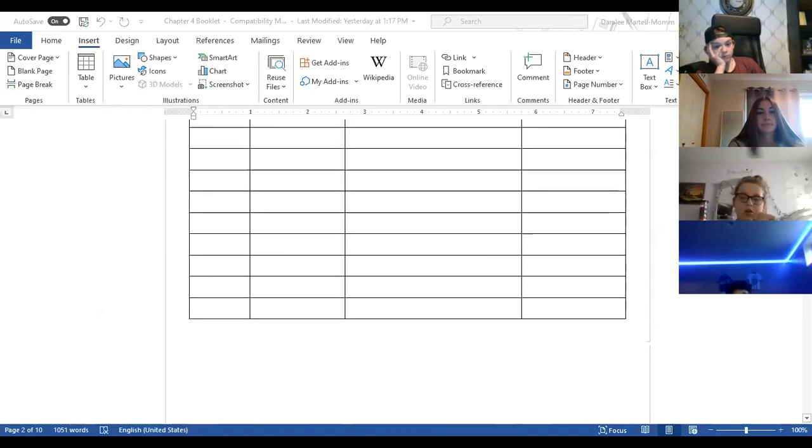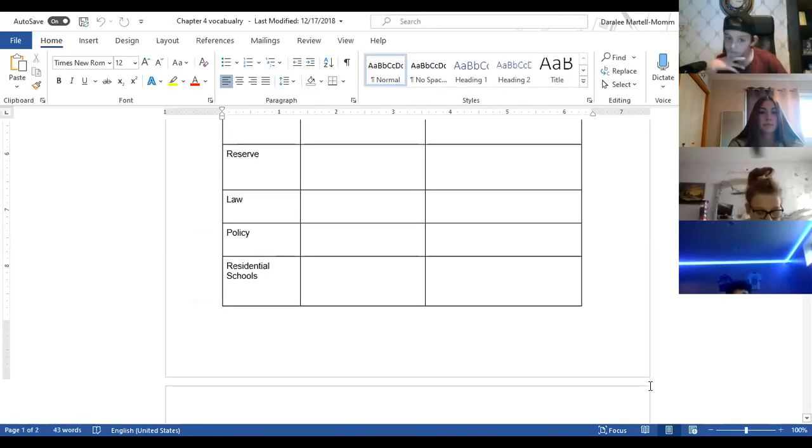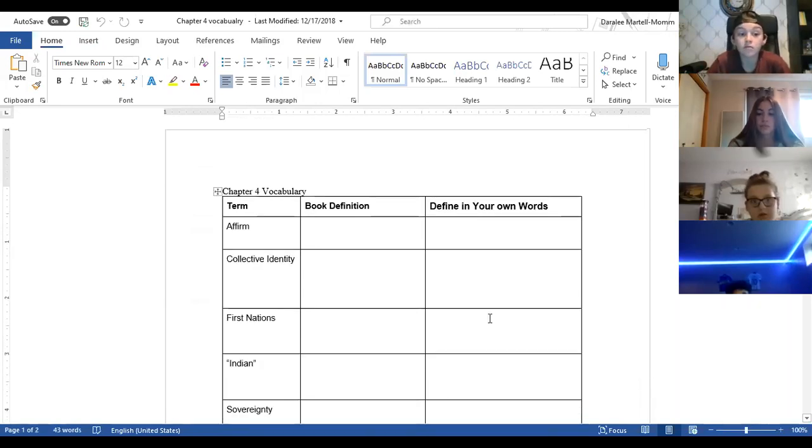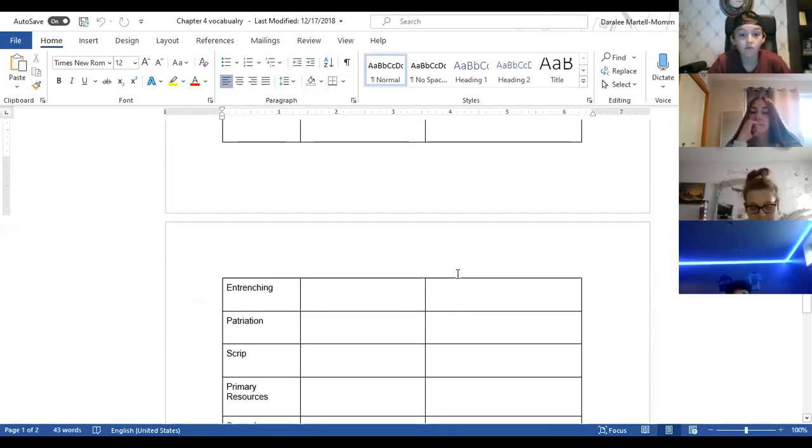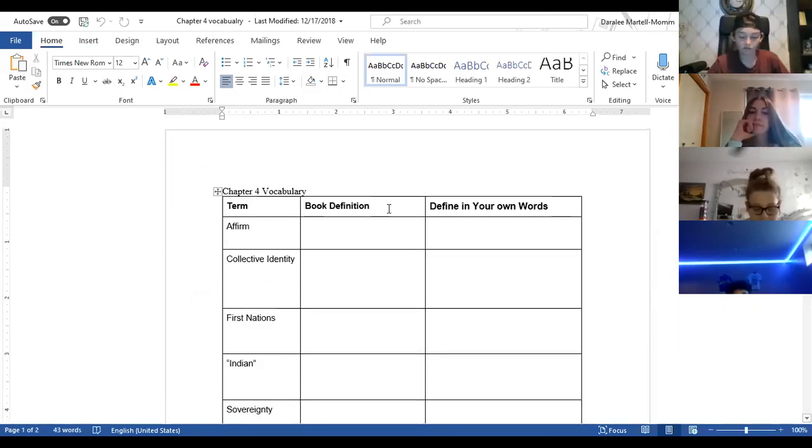Okay, so the other thing that I shared with you was the chapter 4 vocabulary sheet. So that's this one here. Allie, give me a thumbs up if you can see it. Okay, thank you. Same as always, you need to do the book definition. That is in the glossary. If it's not in the glossary, you look at the index. If it's not in the index, then you can Google it and create your own in your own words.